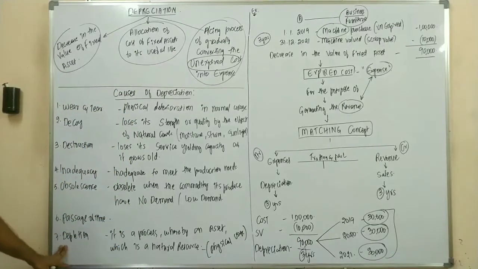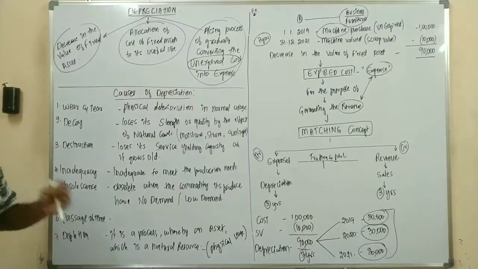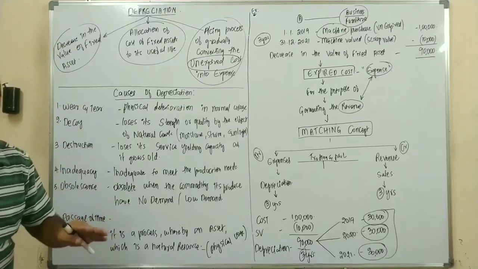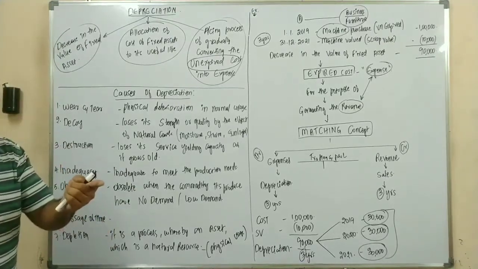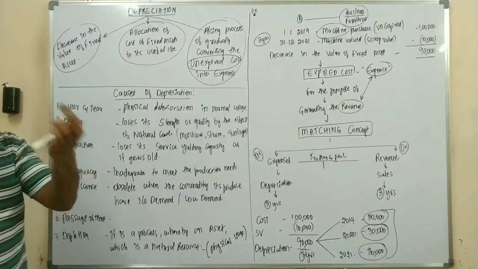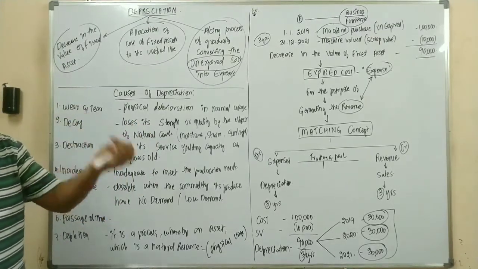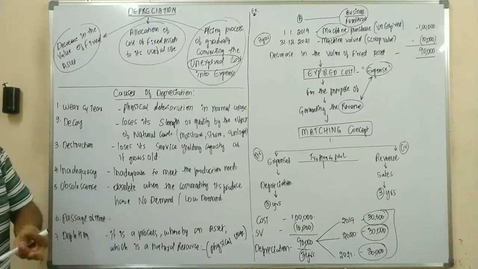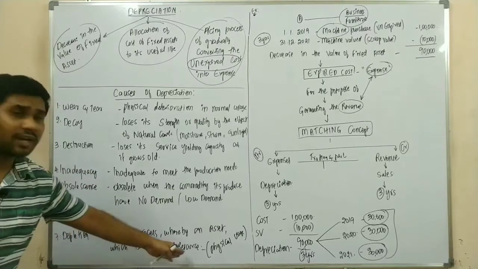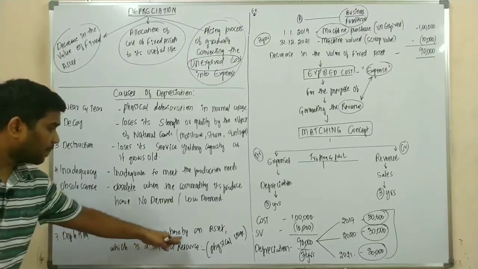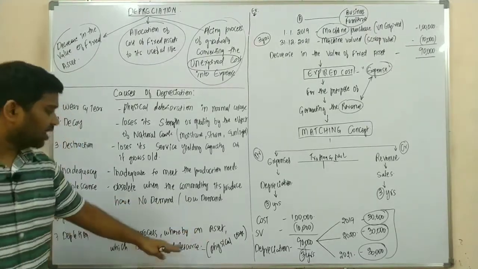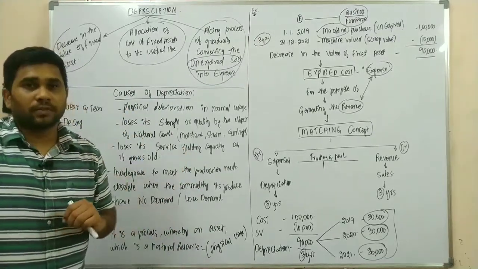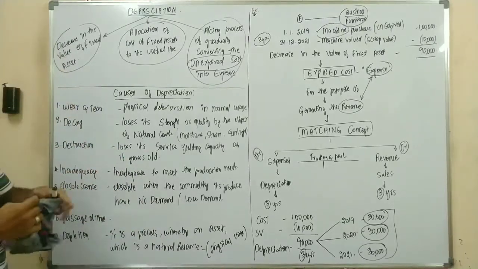Your last thing would be depletion. So what is the meaning of depletion? Depletion is a process whereby an asset which is a natural resource, such as your mines, gold mines, oil wells, yes or no, or some coal mines, is physically consumed in the process of usage. So these are nothing but your natural resources. It is a process whereby an asset which is a natural resource is physically consumed in the process of usage. So these are nothing but your causes of depreciation.